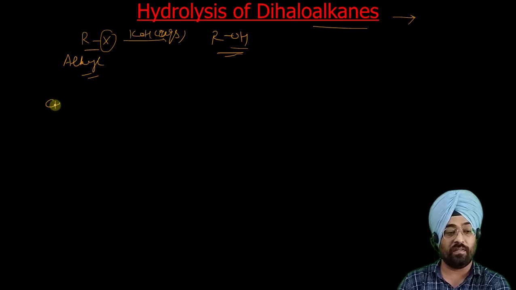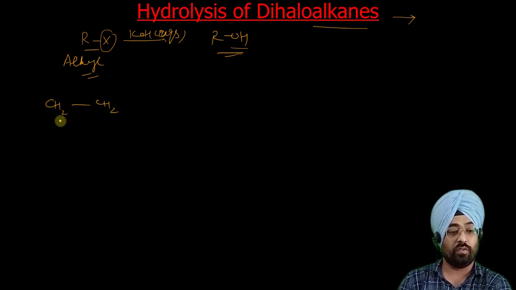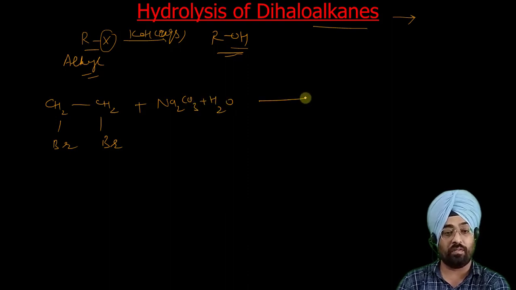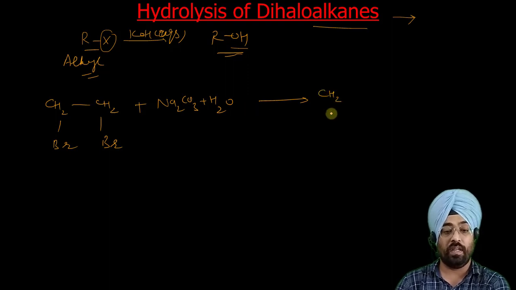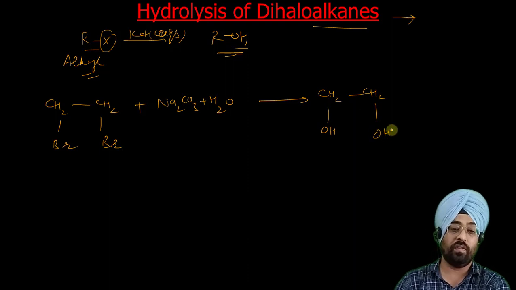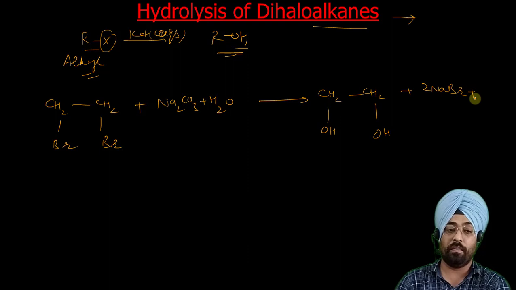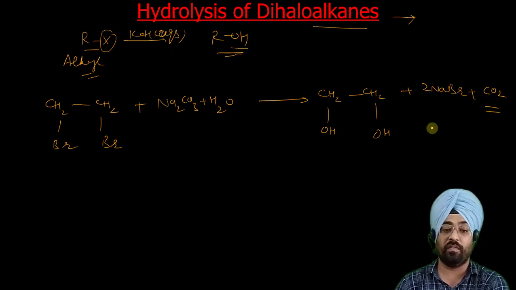Now suppose we have BrCH2CH2Br. So it is a dihalo compound. Two halogens are present, and for this aqueous hydrolysis we can use sodium carbonate and water as the reagent. This is called aqueous hydrolysis, and we get ethylene glycol. This is a basic nucleophilic substitution reaction, plus 2NaBr and carbon dioxide. So this is our product.